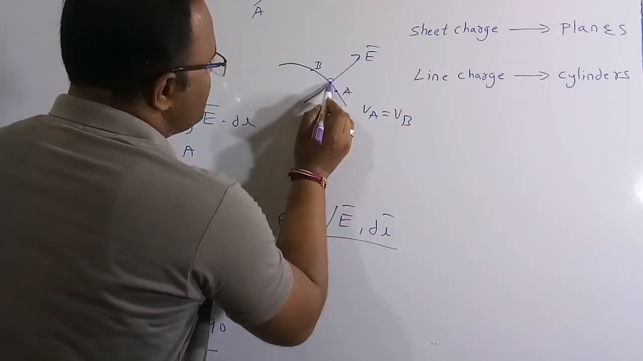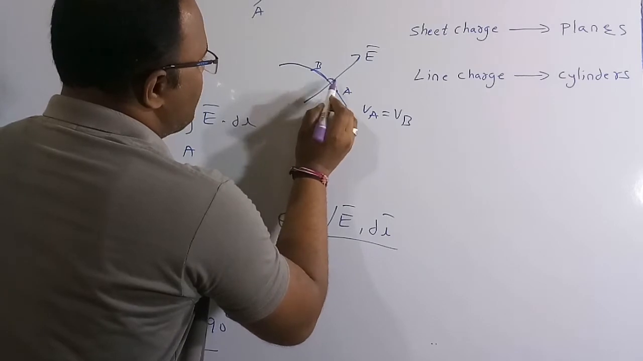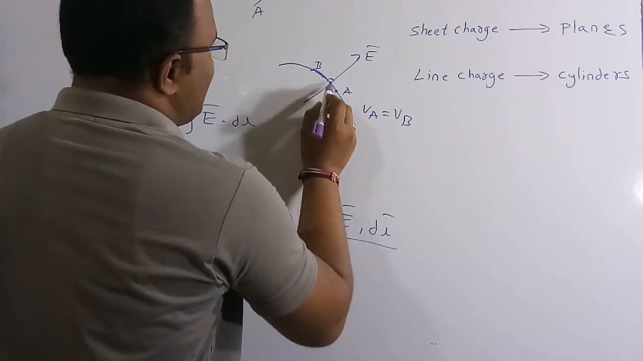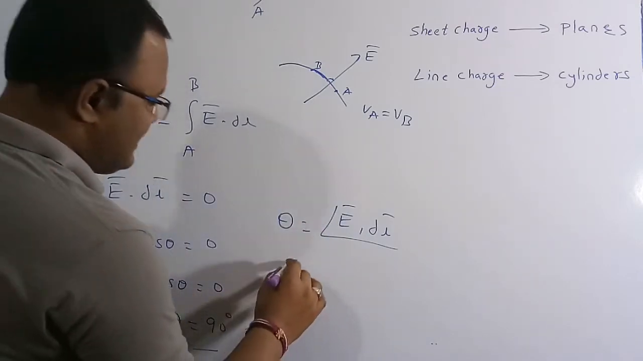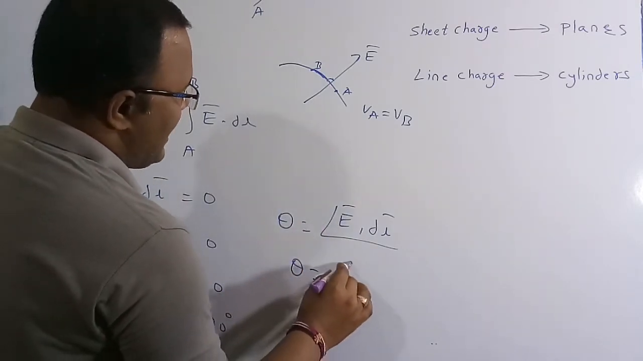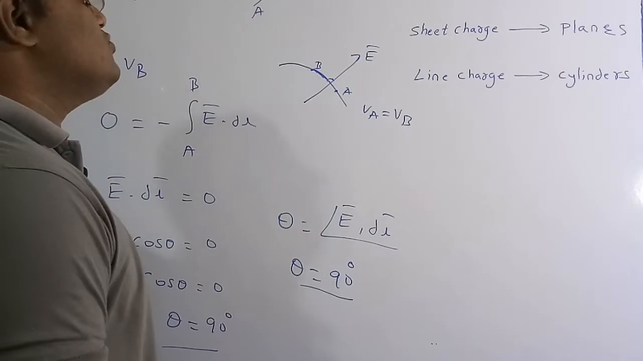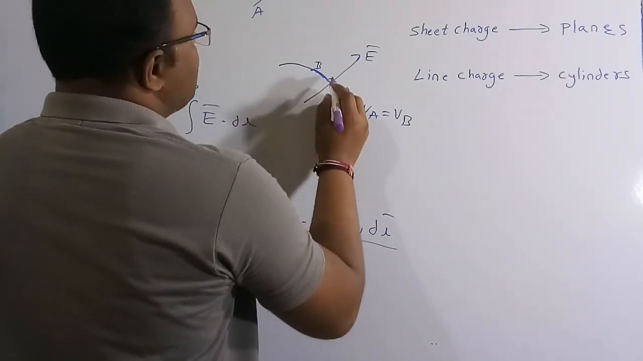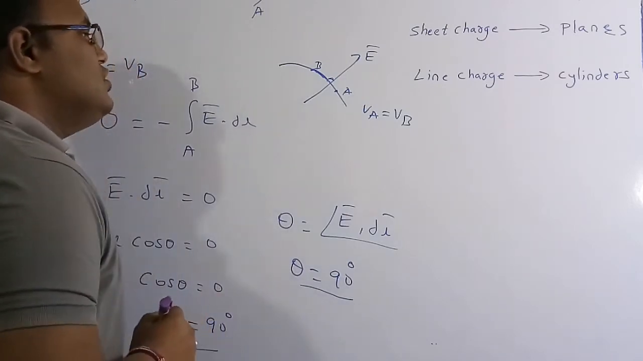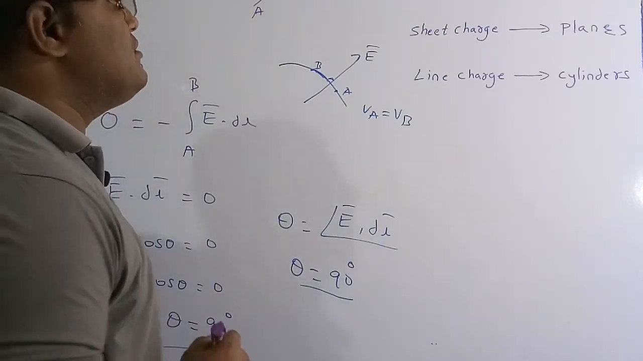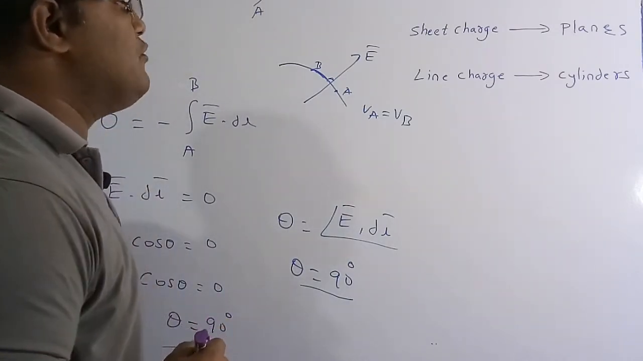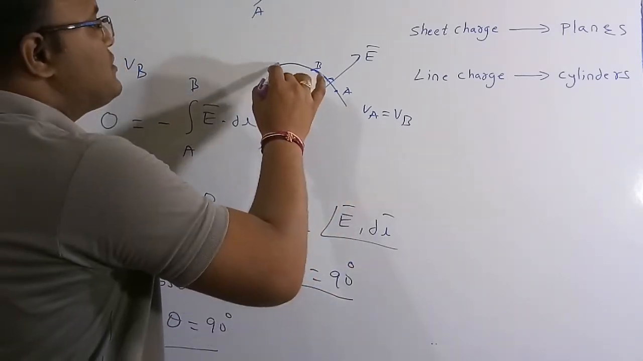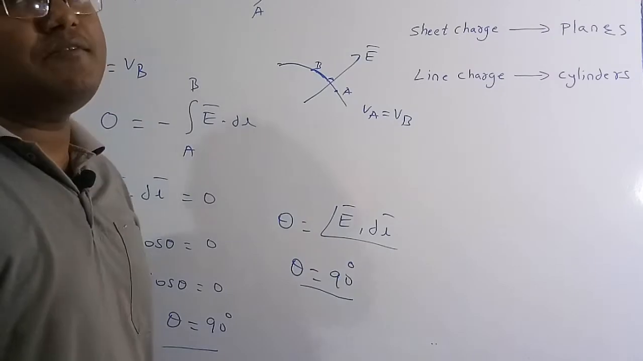So therefore you have to move orthogonal, perpendicular to this electric field. Then we can say this is called the equipotential plane. So theta is equal to 90. The angle between the electric field and the equipotential plane is 90 degrees, meaning these two points are orthogonal to this electric field. Then only we can say that the equipotential surface has the same voltage at each and every point.